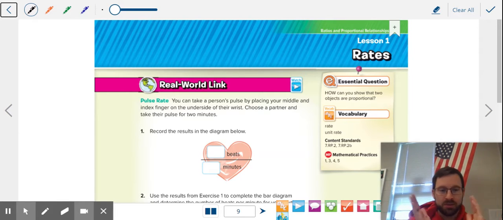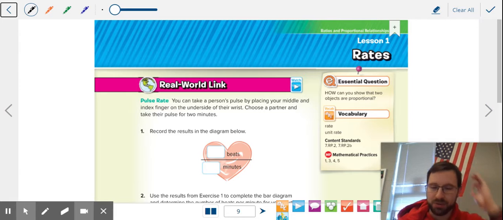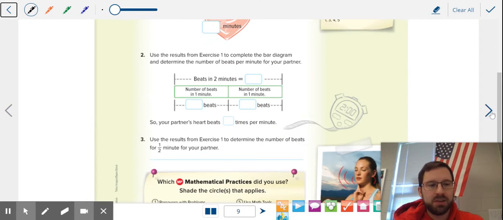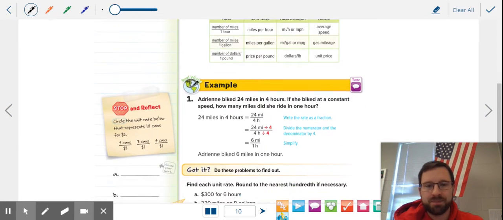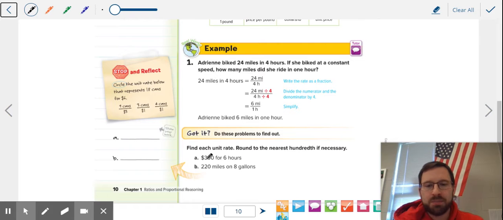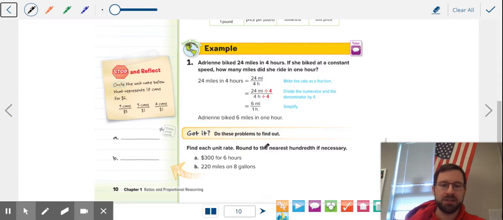When we're running, we have a rate of speed. Miles per hour is your speed, or you can measure it in feet per second if you're looking at it in a different way. So let's actually calculate some rates. If we spend $300 for 6 hours, or let's say you make $300 in 6 hours, that's pretty good money. We have to figure out how much money you made per hour. So you take 300 divided by 6, and you get $50 per hour.